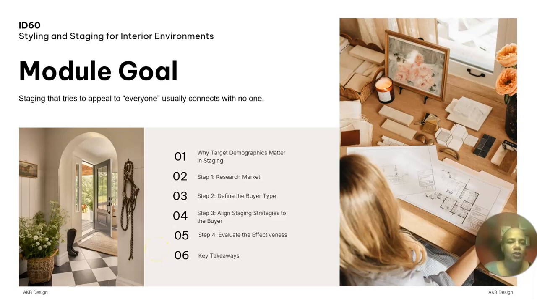So, module goal, and I put a quote here because I think it applies. Staging that tries to appeal to everyone usually connects with no one, which is really different from what I've been saying in all the other lectures, right? We've been saying keep it neutral, keep it sort of generic, keep it beige, keep it gray, and then when we got into the accessorizing and staging part and the little details is where we started to add some story, some life, some feeling.